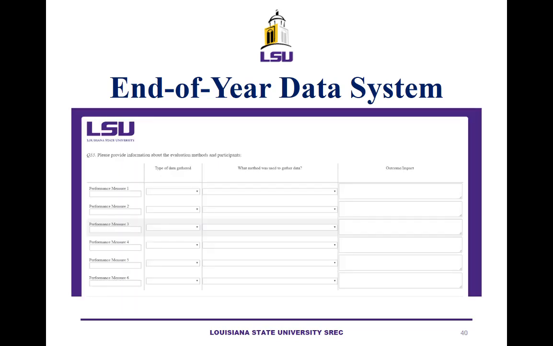Yes or no? If you selected yes, you will be asked a series of questions regarding performance measures, evaluation methods, data gathering methods, and impacts for your program or event. First, please enter performance measures used to evaluate your program or event. Next, for each performance measure, select the type of data gathered, then the type of data gathering method, and finally, describe the outcome or impact your program or event activities had on your performance measure.